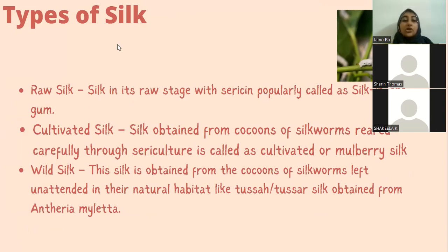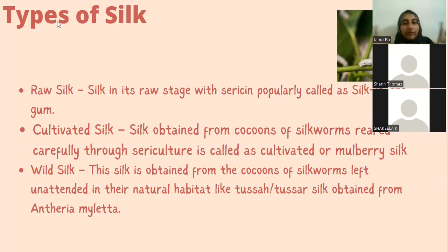Now, talking about types of silk. There are different types of silk. Raw silk is there. Silk in its raw stage with the sericin, without degumming, is called raw silk. Before the degumming, whatever silk is there is called raw silk. Now after the degumming process, there are mainly two types of silk.